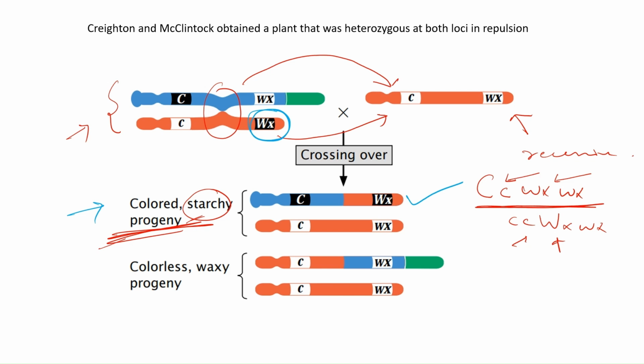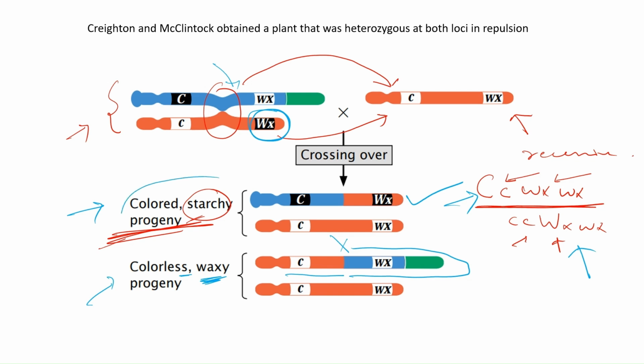Without recombination, it should be colored and waxy. Now similarly for the second part, it should be colorless and starchy. But what we got was colorless and waxy. So this waxy came from this blue chromosome due to the physical exchange that happened between the chromosomes. So now you can see the first half is red and the second half is that blue section. Clear? Because of that, we got the phenotype colorless and waxy.